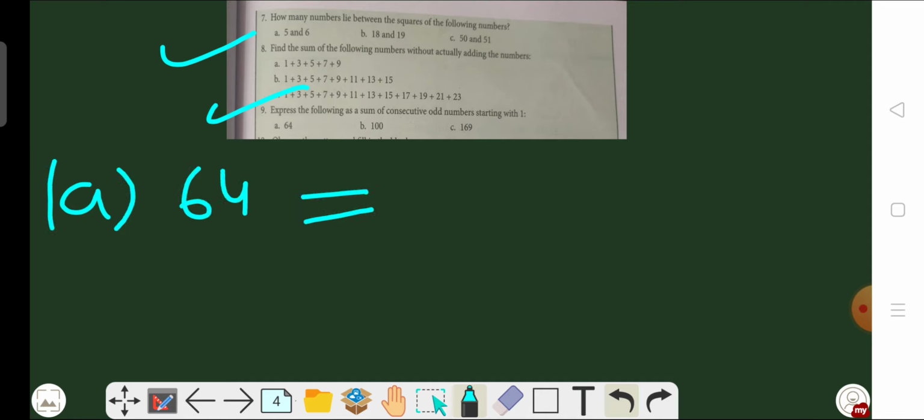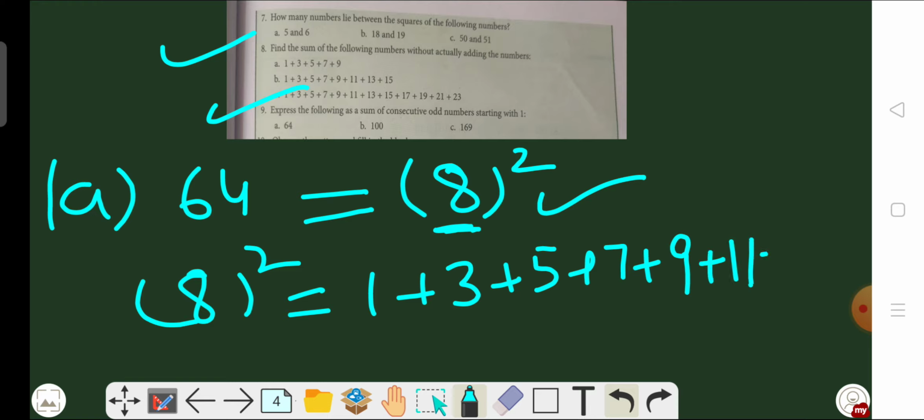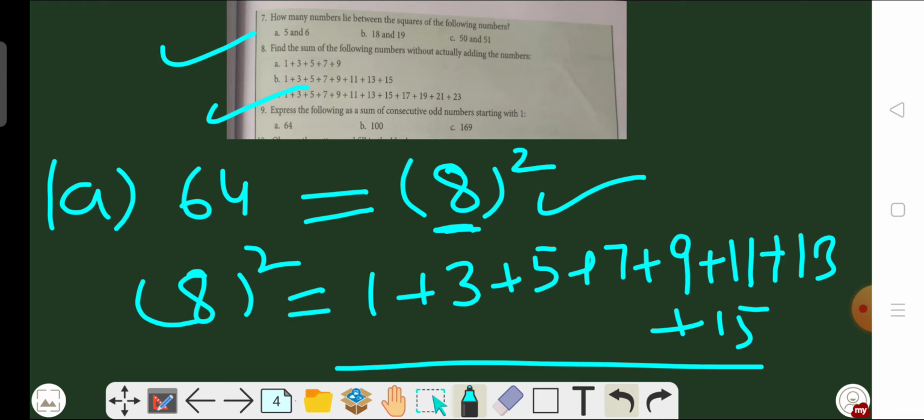64. As you know, 64 can be written as the square of 8, and we know that the square of any natural number can be represented as the sum of the first n odd natural numbers. So how many numbers do we have? 8. So 8 squared is equal to the sum of the first 8 odd natural numbers. So 1 plus 3 plus 5 plus 7 plus 9 plus 11 plus 13 and plus 15. These are the first 8 odd natural numbers, and the square of 8 is equal to this. So this is the solution of A part.